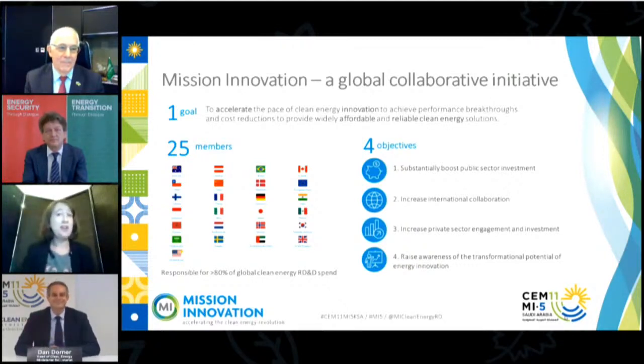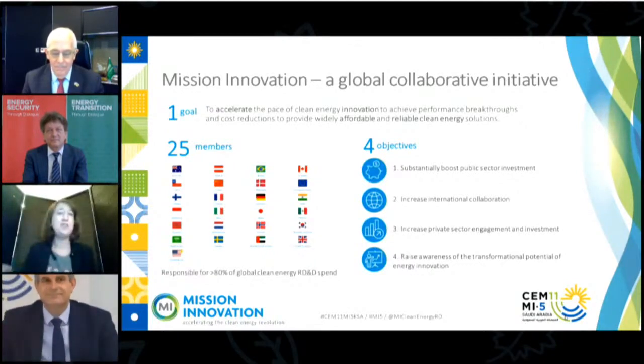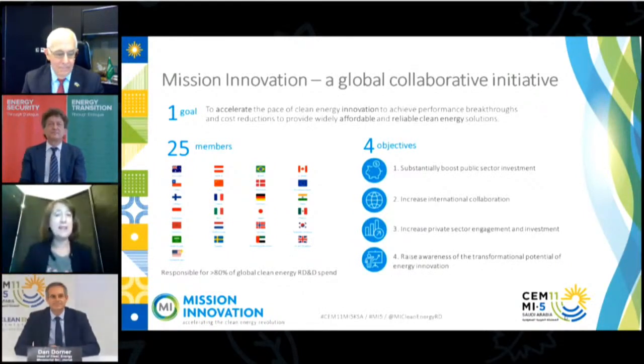And members voluntarily collaborate to deliver against Mission Innovation's 4 objectives: to enhance investments by the public sector, to enhance engagement of the private sector in clean energy innovation, to enhance multilateral collaboration, and to also share and communicate the developments in clean energy innovation globally and engage innovators in this process.